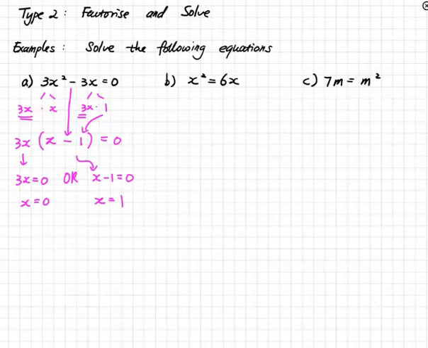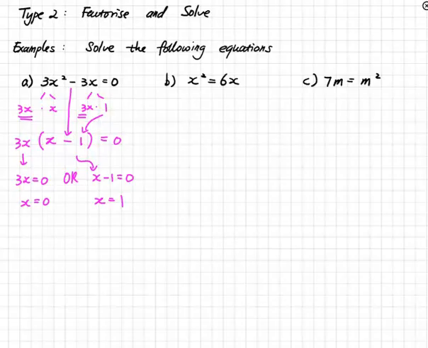Now let's have a look at question B. We have x squared equals 6x. Now often students think, oh, both sides have x, can I divide it by x? Now the answer is you can't. If you do that, you are actually missing out another possible solution.